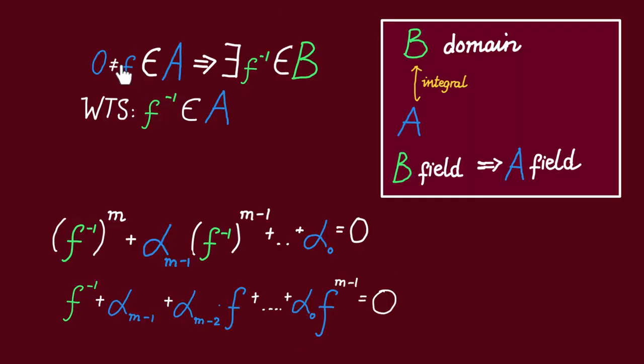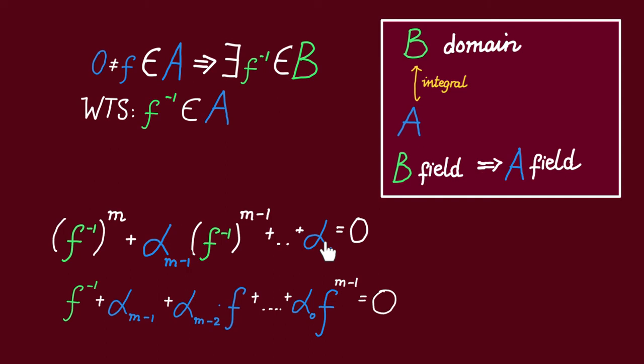Alright, so let us take some non-zero element f in A. We want to show that it's going to be a unit in A. Now since A is a subring of B and B was assumed to be a field, we know that f has an inverse in B. Thus, we only need to show that this inverse actually lies in A. Here is where we use the hypothesis that B is integral over A. Right, so since B is integral over A, this inverse must satisfy some monic polynomial with coefficients in A.